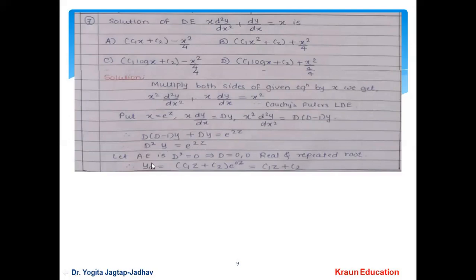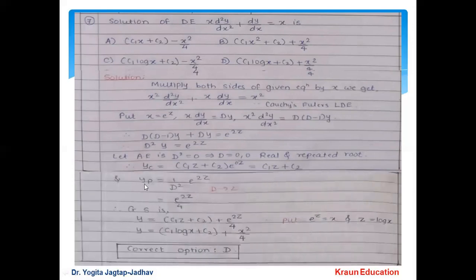Now, in order to find out the complementary function, consider the auxiliary equation, that is D square equal to 0. This gives us D equal to 0, 0. These roots are real and repeated roots, and therefore your complementary function is C1 z plus C2 e raised to 0z, where e raised to 0z is 1, and therefore the final complementary function is C1 z plus C2.